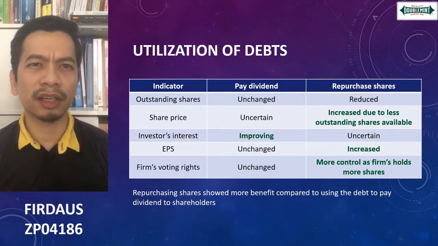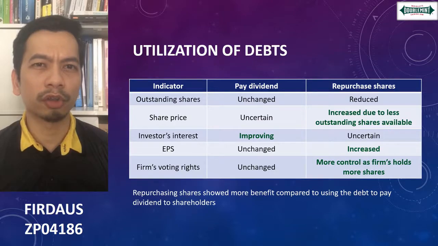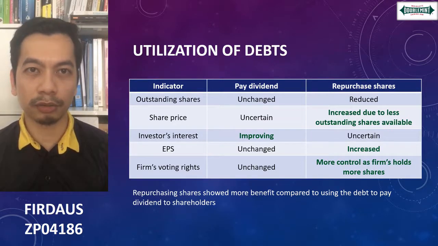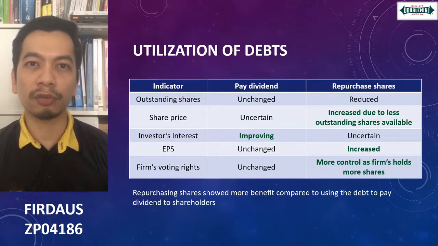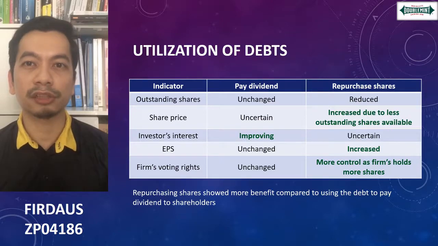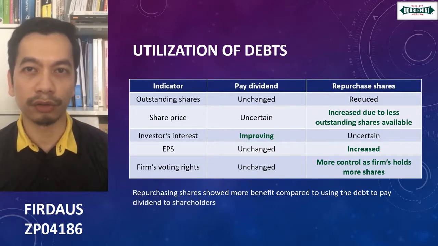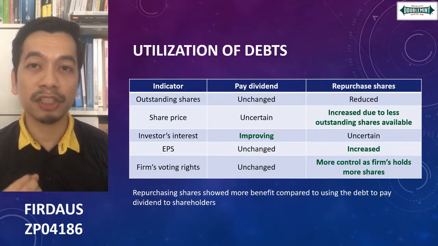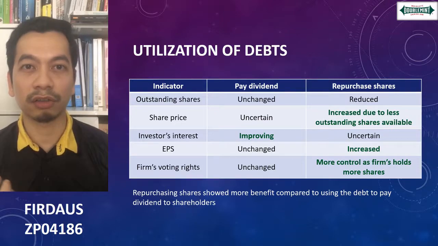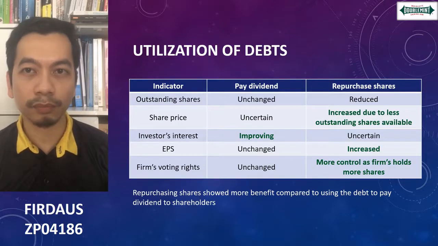We can see that the supply in the market will be reduced while the firm's value will increase. This shows that the impact is more significant if the firm uses the debt to repurchase the stock from the shareholders. Plus, the earnings per share will increase as the number of shares decreases, hence increasing the confidence in the firm's strength.